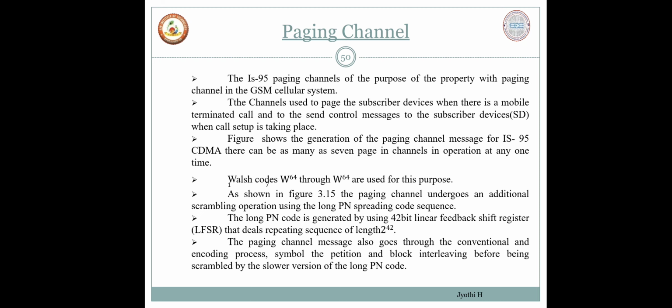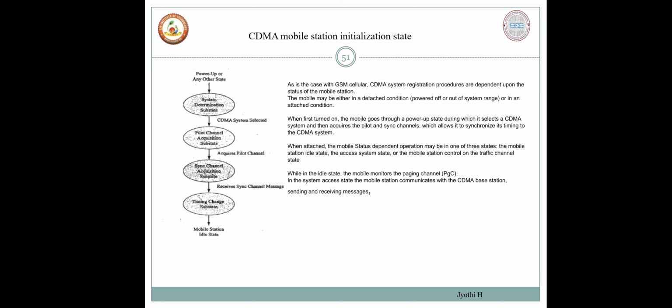The paging channel messages also go through the convolutional encoding process, symbol repetition and block interleaving, before being scrambled by the slower version of the PN sequence. So this is the CDMA mobile station initialization state. This is a state machine diagram for call enhancement from the mobile station.